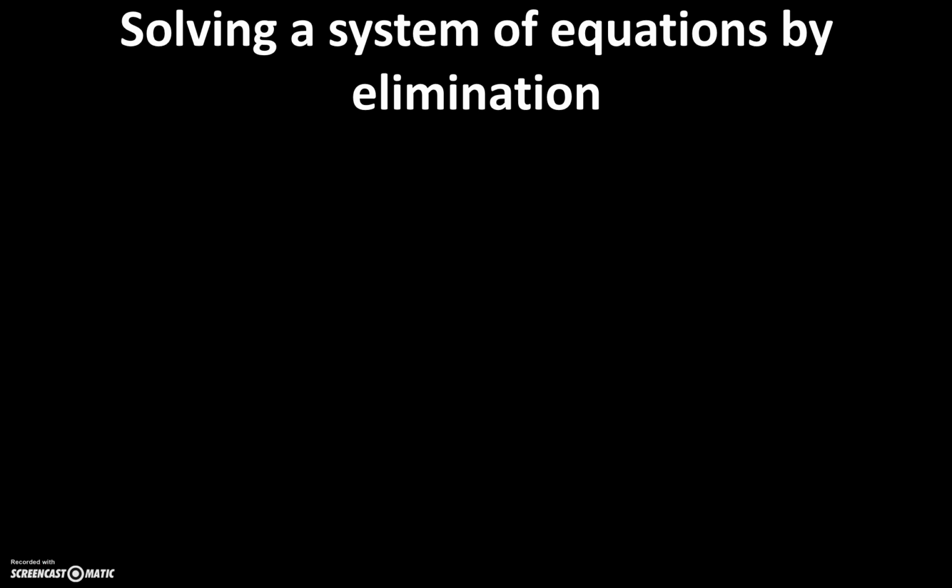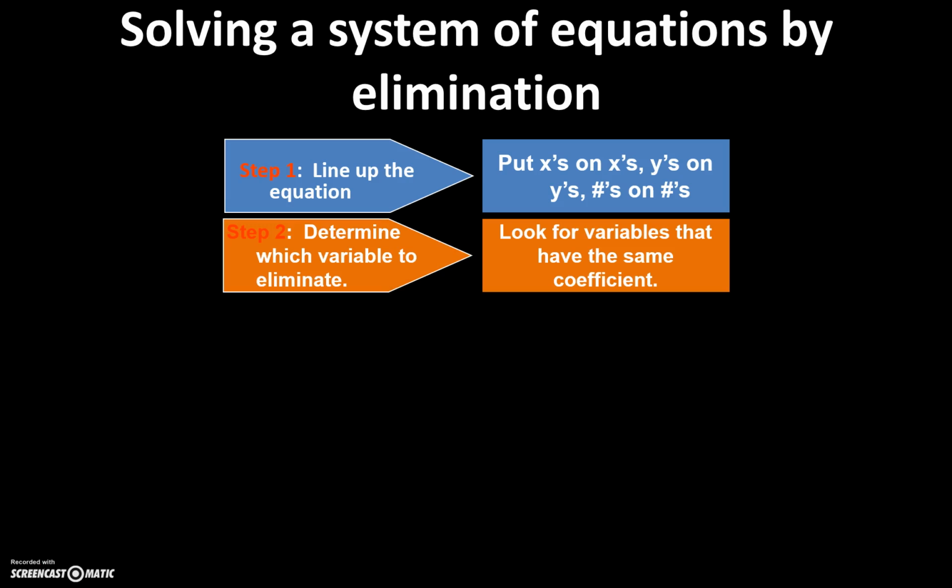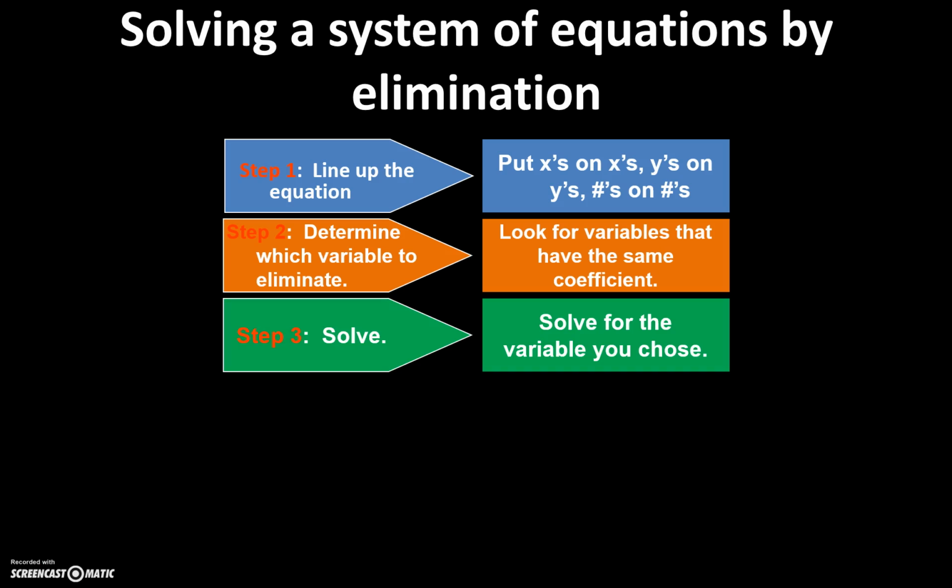We're going to have two sections over this. This is the first. The first thing we need to do is make sure we're lining up the equation. We put x's on top of each other, y's on top of each other, and our numbers on top of each other. This also includes our equal sign. From there, we're going to determine which variable to eliminate. You're looking at your variables that have the same coefficient. We don't care about positive versus negative, but we're looking that they have the same number.